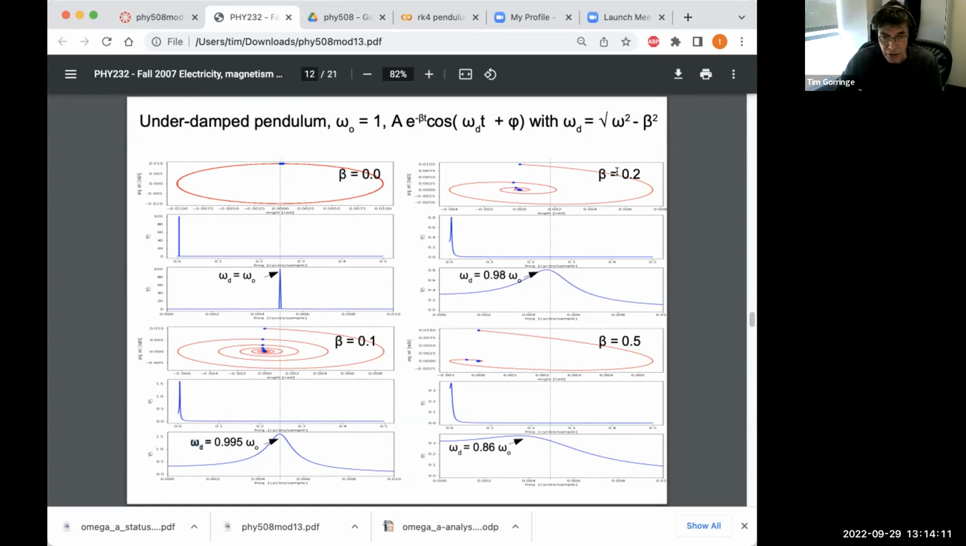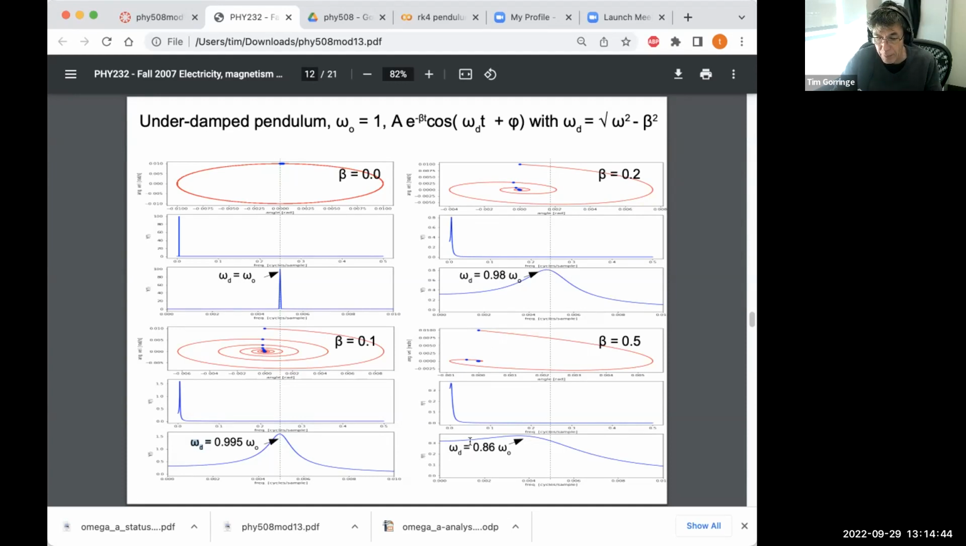On the right, we turn up the damping parameter further. We turn it up to 0.2 and then up to 0.5. In these cases, we see the reduction of the frequency of the damped pendulum compared to the frequency of the natural pendulum. So for a damping parameter of 0.2, the frequency of the damped pendulum is a couple of percent less than the natural frequency. We can see that in this plot here.